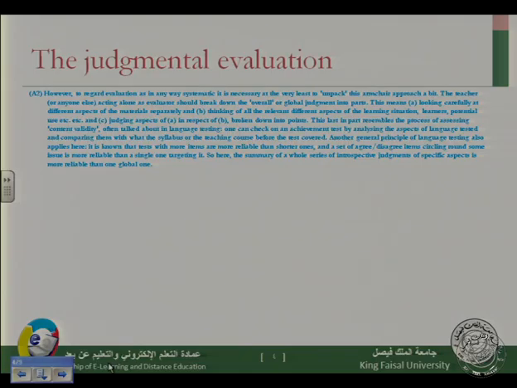This means looking carefully at different aspects of the materials separately, thinking of all the relevant different aspects of the learning situation, learners, potential, use, etc., judging aspects of A in respect of B, broken down into points. This last, in part, resembles the process of assessing content validity often talked about in language testing. One can check on an achievement test by analyzing the aspects of language tested and comparing them with what the syllabus or the teaching course covered.